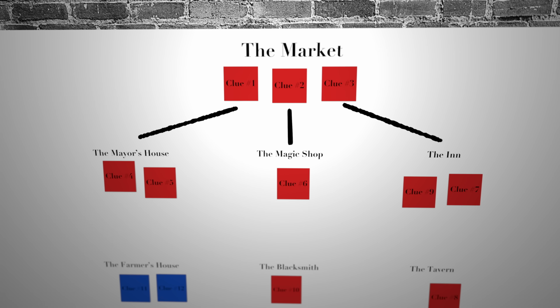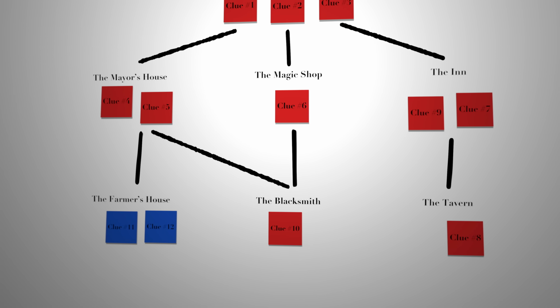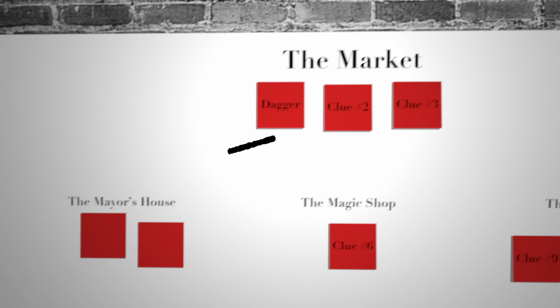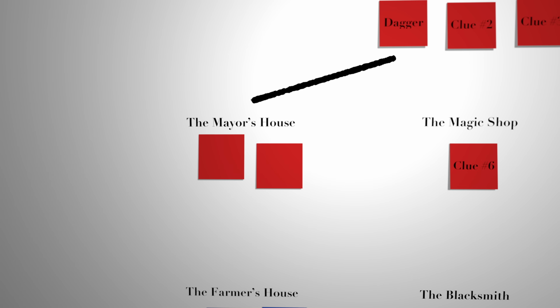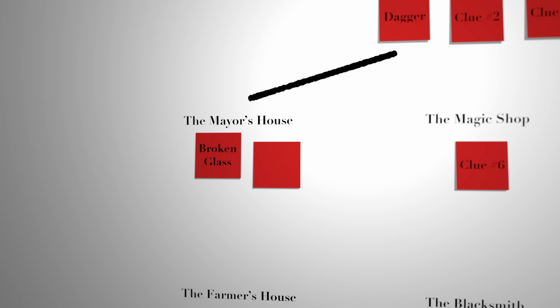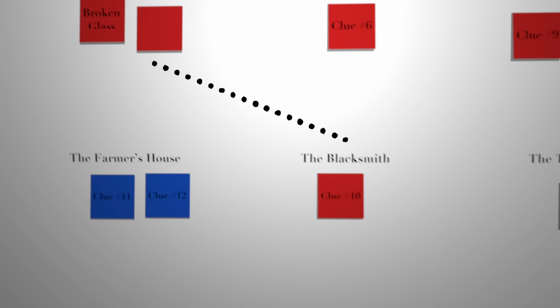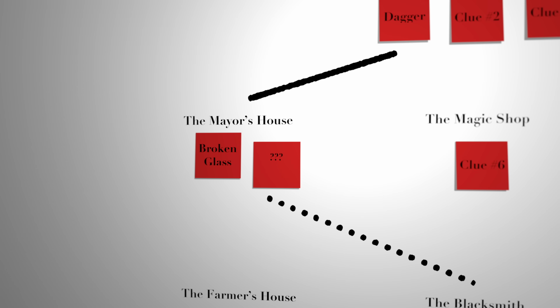Now repeat this, connecting each row to the next. I try to have one location connect to two locations, and then the other two locations each connect to one location. For example, in my mystery, the dagger will lead to the mayor's house. There, the players will discover that there's been a break-in and the dagger was actually stolen. The thief is the blacksmith's assistant, so they need to go to the blacksmith next. So I need a clue that links the mayor's house to the blacksmith. At the mayor's house, the players also find some metal shavings and soot that will lead them to the blacksmith.